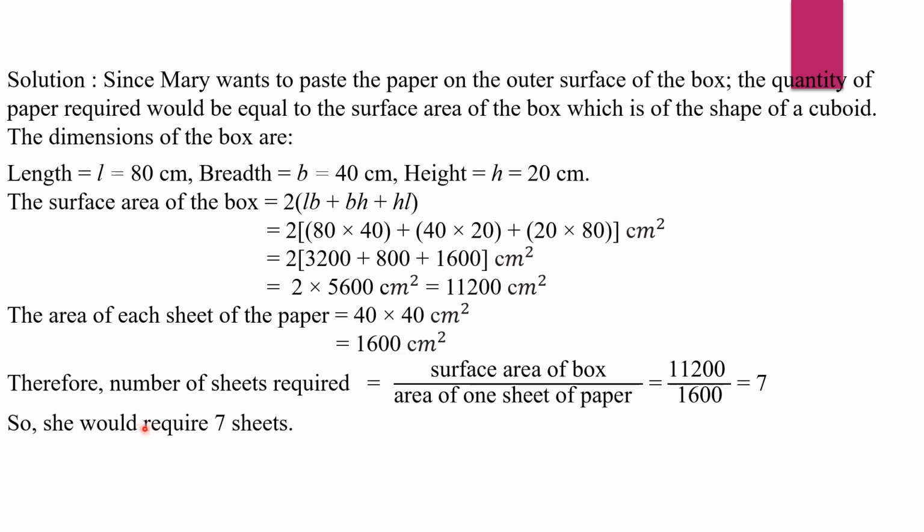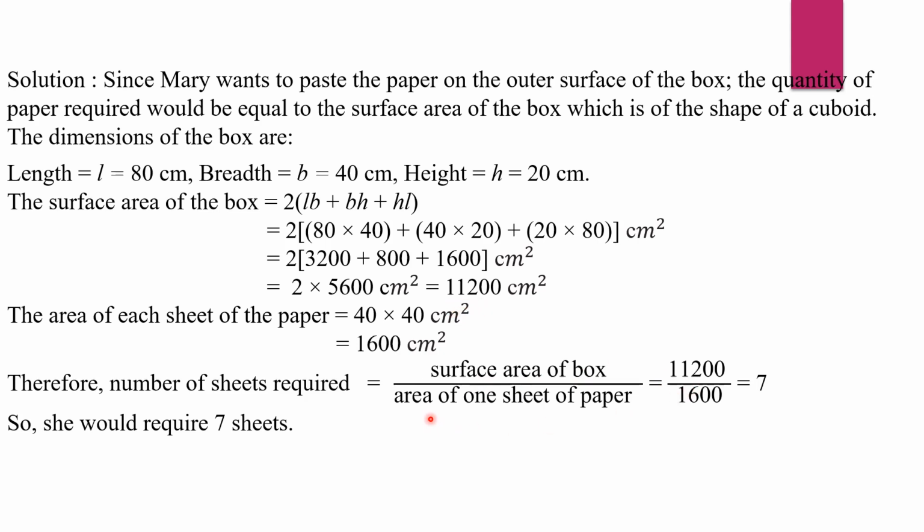Okay, my children. Therefore, number of sheets required is equal to surface area of the box whole divided by area of one sheet of paper. Understood this step? Right. That is equal to, what is the surface area of the box? We have already found here 11,200. Let us substitute that number here.